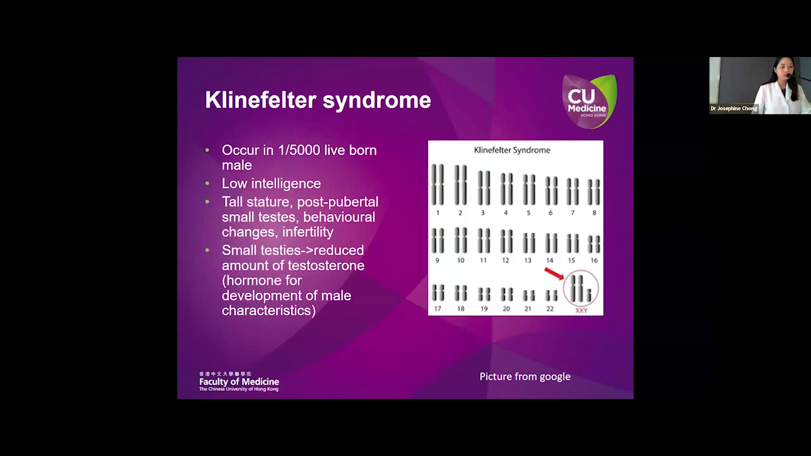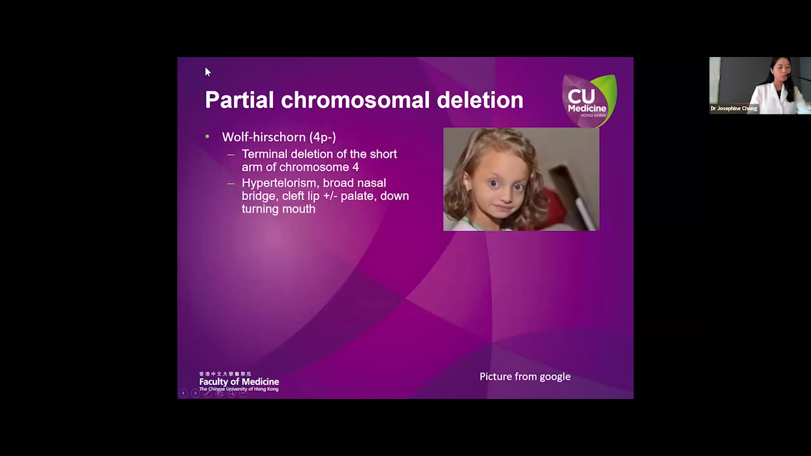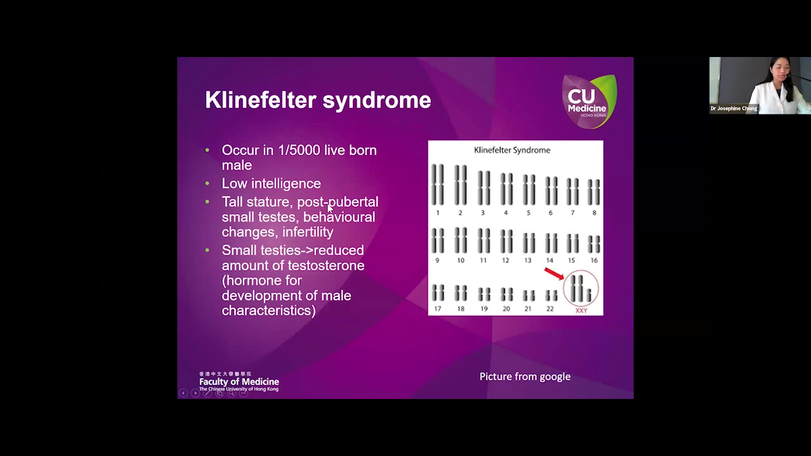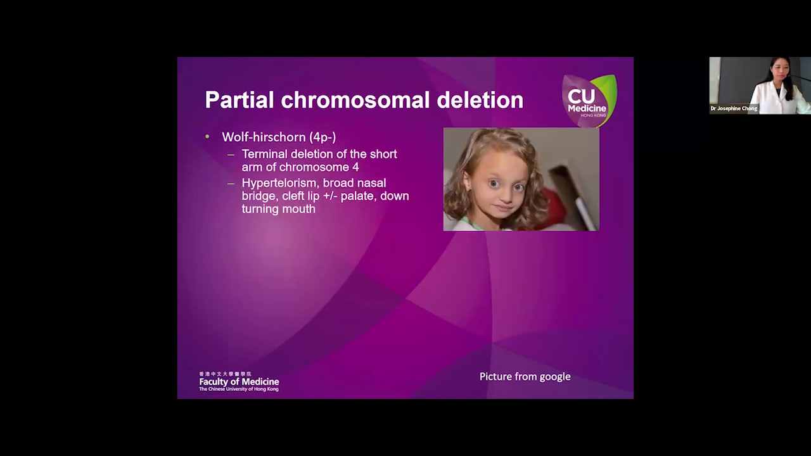And for Klinefelter syndrome, which comparatively is more common than the other two syndromes, it occurs in 1 in 5,000 live births. So in the cohort, it mentioned low intelligence, but some of the patients may have a normal or borderline intelligence. And then some of them may not be identified at an early age, but later on with tall stature and also maybe behavioral or psychological problems, or even with just infertility. Some of them may be detected quite late with infertility. And for this group of patients, the hormonal treatment is also important.